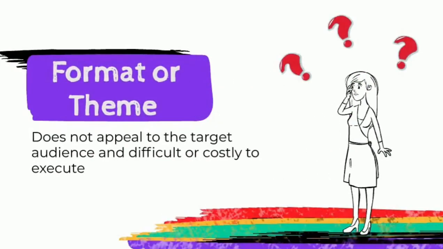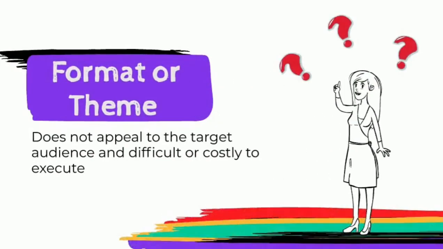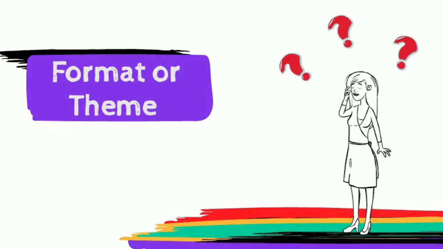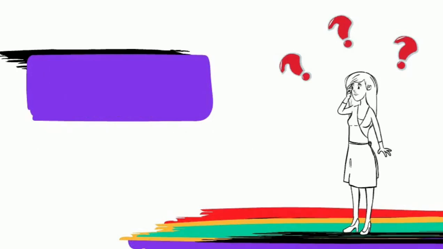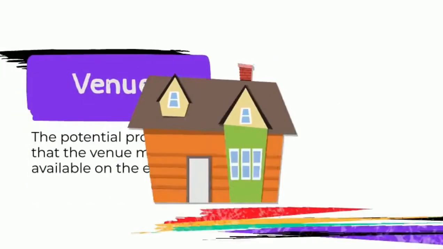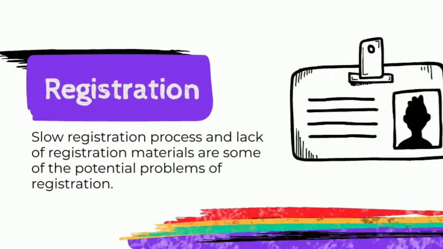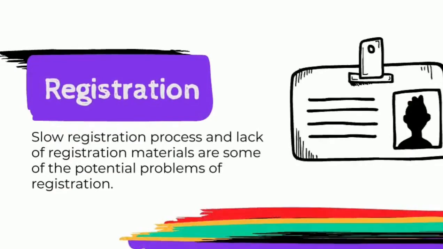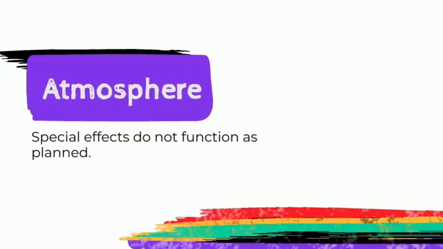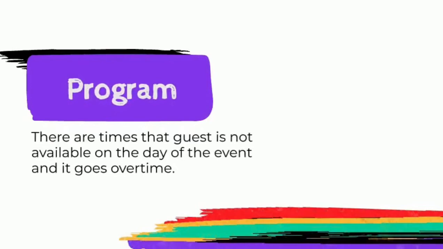Format or theme. Not appealing to the target audience, and being difficult or costly to execute, are some of the potential problems of format or theme. Venue. The potential problem of venue is that the venue might not be available on the event day. Registration. Slow registration process and lack of registration materials are some of the potential problems of registration. Atmosphere. Special effects do not function as planned. Program. There are times that a guest is not available on the day of the event, and it goes over time.